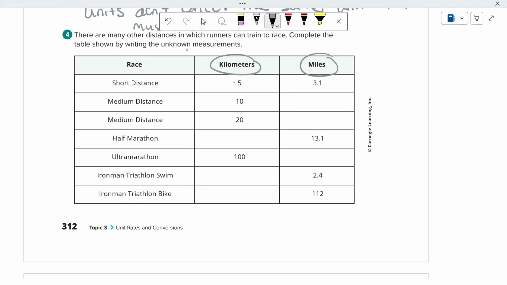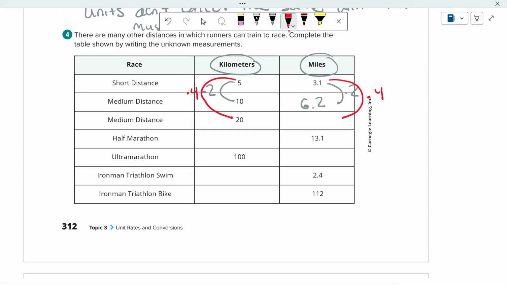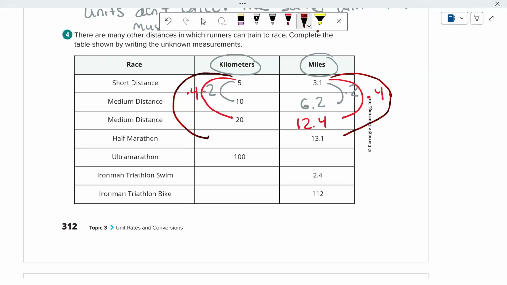That's what they're doing. How did 5 become 10, multiplied by 2? Whatever you do on the numerator, you do on the denominator. So that's 6.2. How did 5 become 20, times 4? That means 3.1 times 4, which is 12.4. So how did 3.1 become 13.1? I have no idea, but how do I figure that out? Just do 13.1 divided by 3.1.